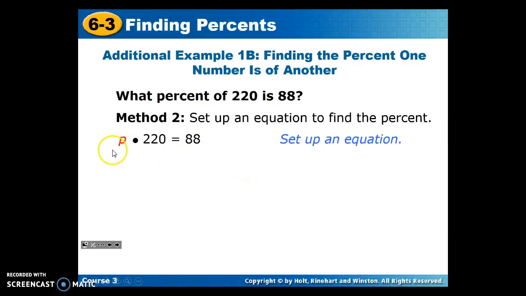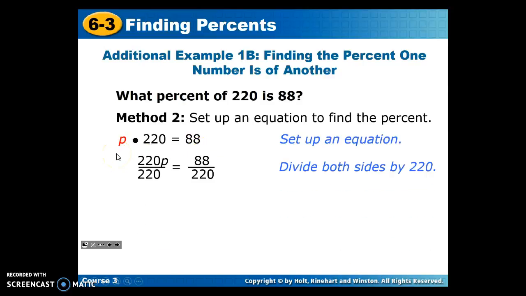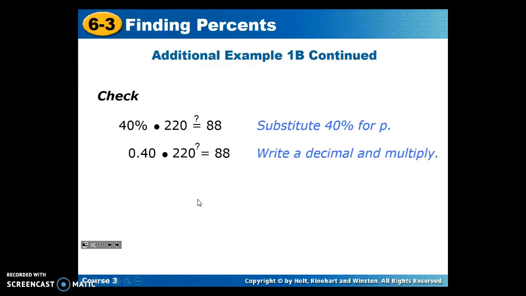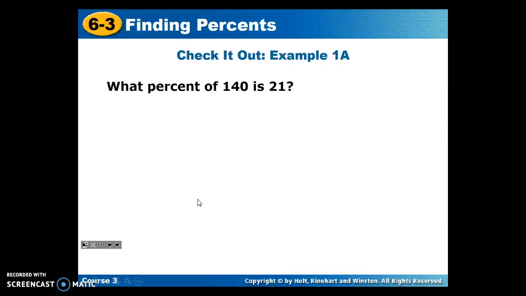So now from here you just do your algebra and get p by itself. Divide both sides by 220 to get 88 divided by 220 will give you a decimal of 0.4, and then just convert that decimal to a percent to be 40%. So both ways work. You can choose whichever way that you like best. And another way to check your work is to try both methods, and if you get the same answer, then you know you're doing it right. So try this one out either way that you would like to do. You can hit pause now, and we're back.